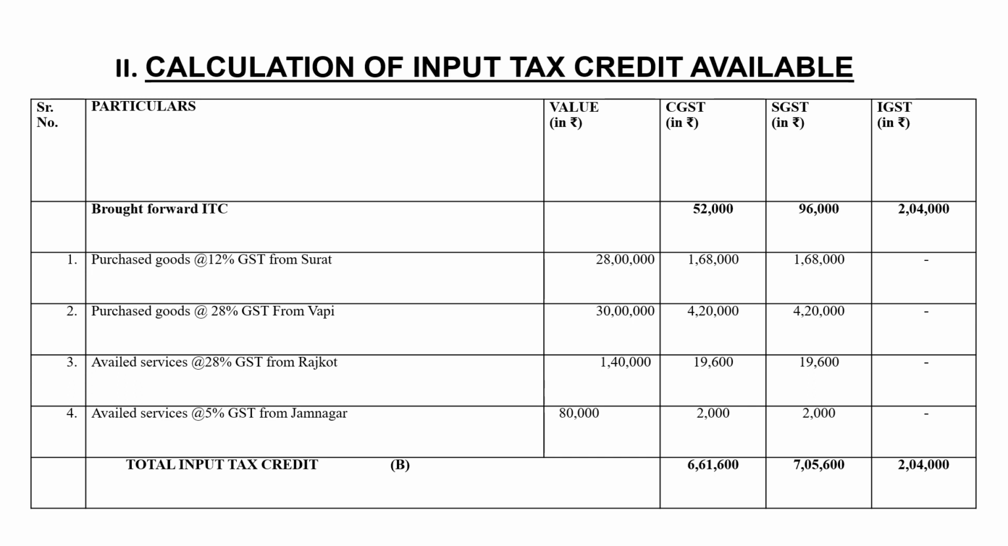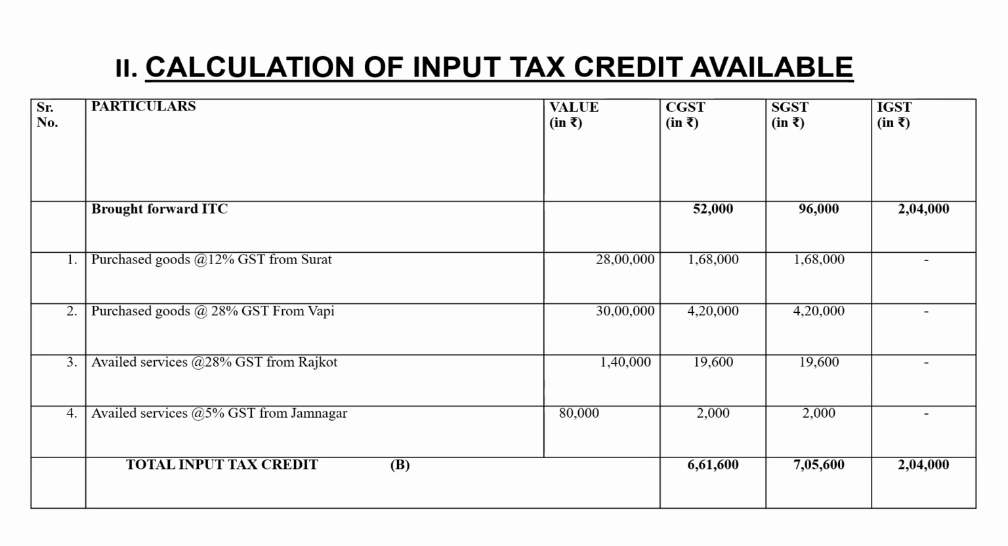Again, we have a service at 5% GST from Jamnagar. Jamnagar is also in Gujarat. So on 8,000 we'll take 2.5% and we'll get the amount 2,000. So 2,000 in CGST and 2,000 in SGST. So we'll take the total of all this. So this is the total input credit balance.